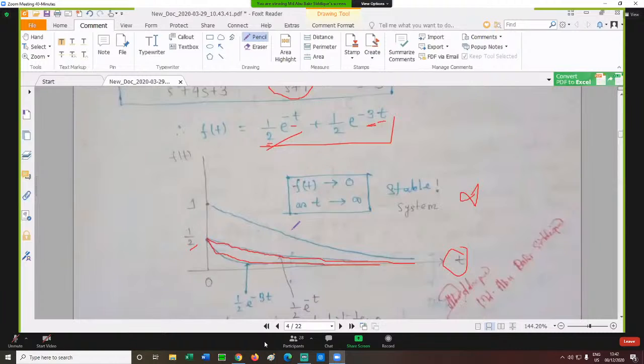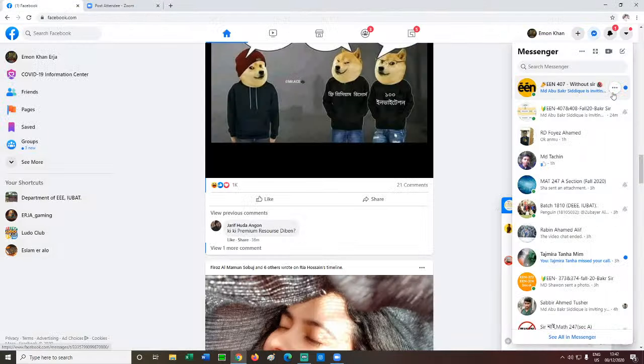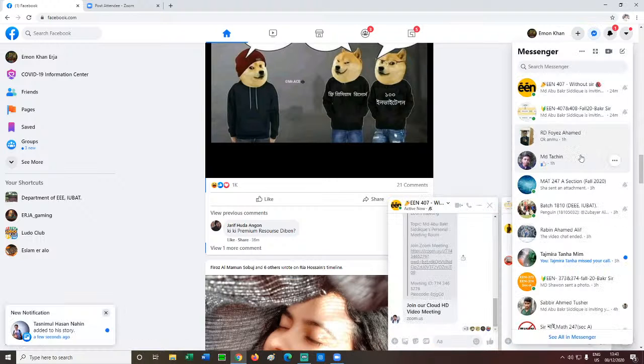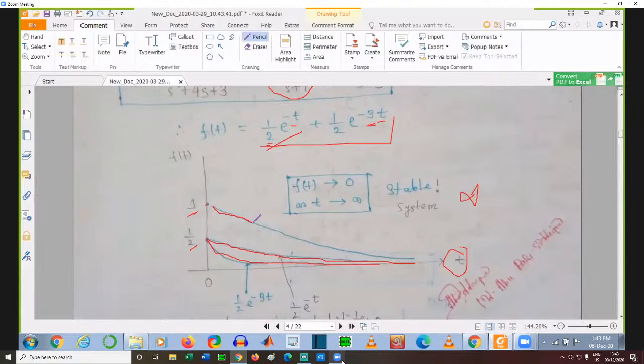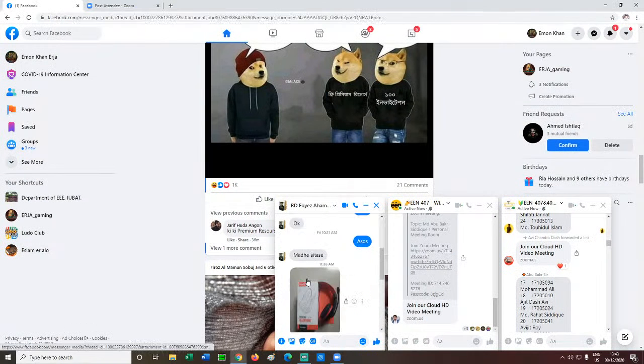So if you add these two together, you get 1. So half plus half equal 1. So it will start from 1. And this one is the total signal, half e to the minus 3t plus half e to the minus t. That is the total one, the output of the total signal.